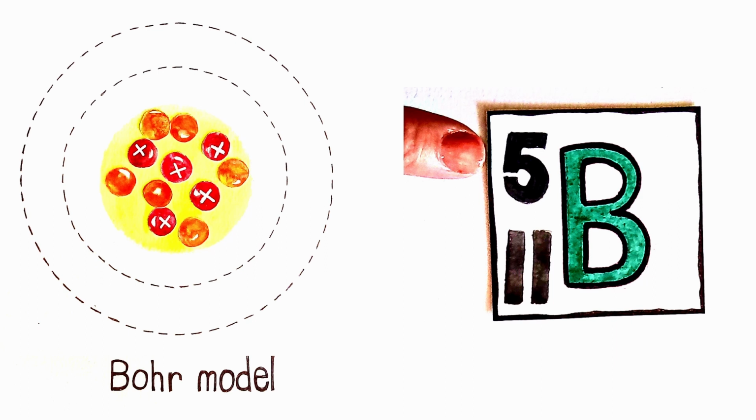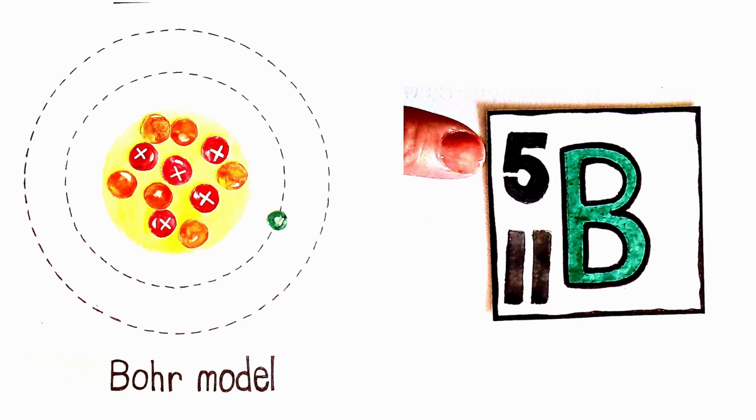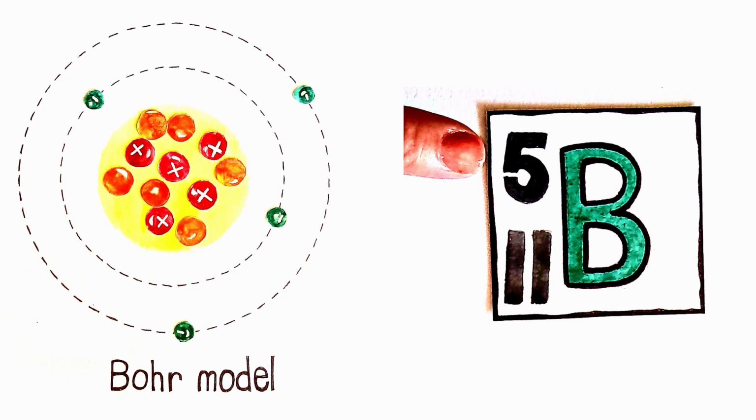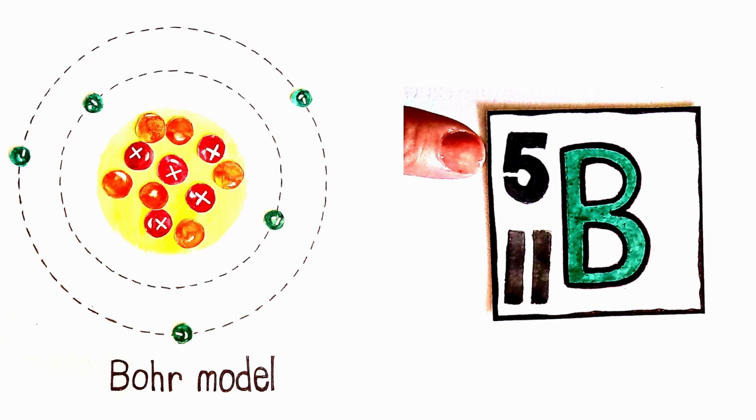Let's look at the atomic number again. In a neutral boron atom, there will be 5 electrons. Let's add them. 1, 2. Now the first energy level is full. We have to add the next one to the second energy level. 3, 4. 5. Boron is done.